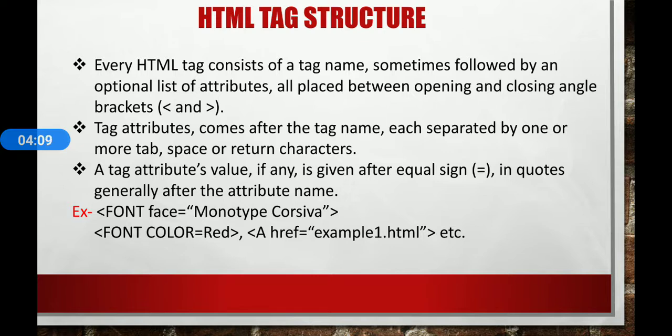If the attribute value is a single word or number, it means no space in between, then you can omit quotation marks. Quotation marks are mandatory when it is of more than one word, just like Monotype Corsiva.